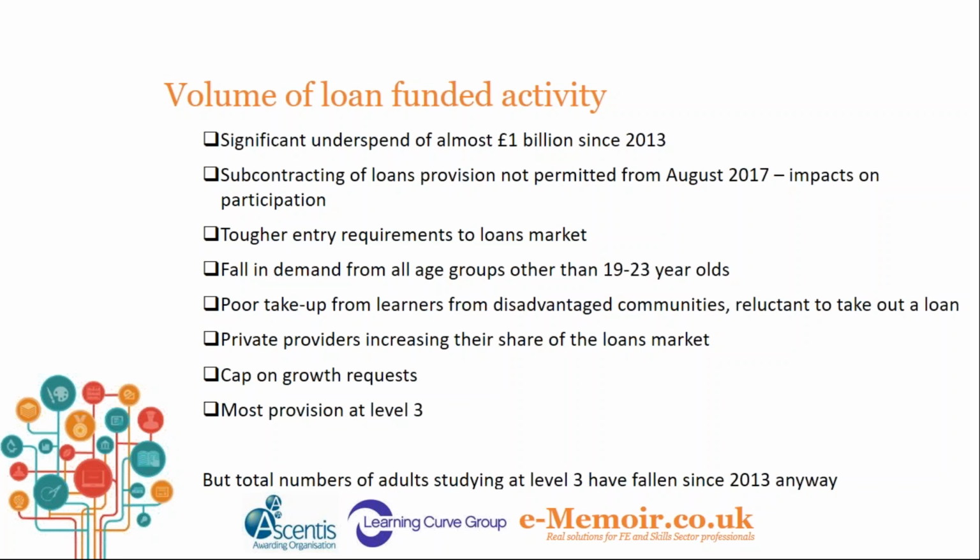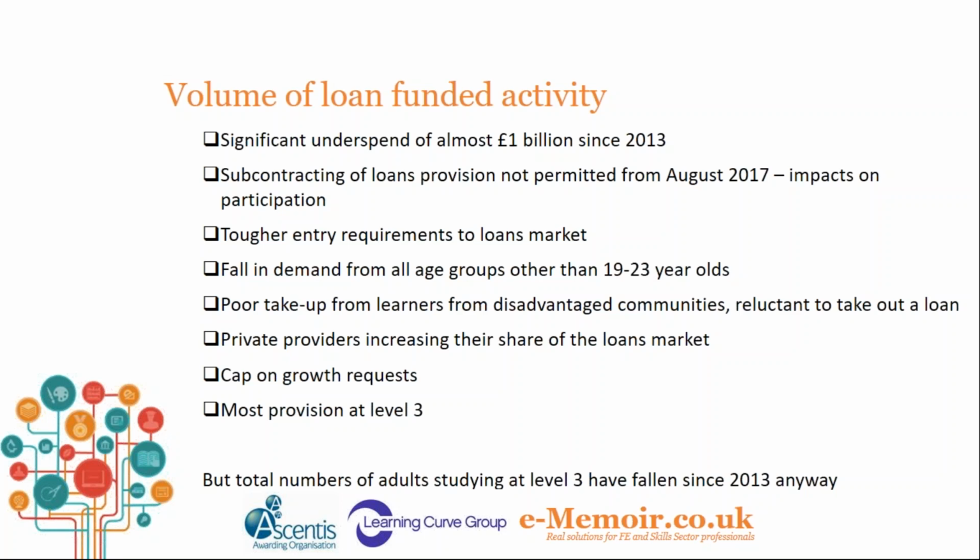What has also been a noticeable aspect of the loans funded market is that most of it, well in excess of 85-90% of the provision, has been at level three. And of course, the original idea was very much about getting adults to invest in higher skills to undertake training, particularly at levels 4 to 6, where the greatest improvements in productivity are.